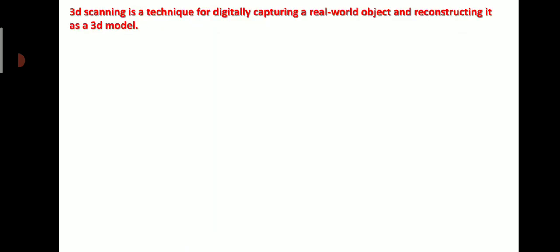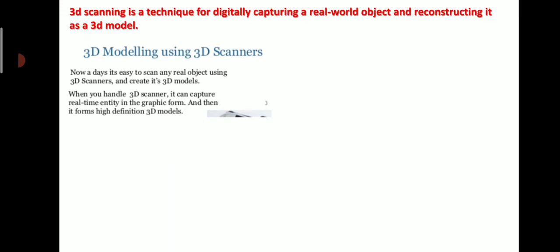What is 3D scanning? 3D scanning is a technique for digitally capturing a real object and reconstructing it as a 3D model. So 3D scanning is used in 3D printing or additive manufacturing or rapid prototyping. Nowadays, it is easy to scan any real object using 3D scanners and create its 3D model. When you handle a 3D scanner, it can capture a real-time entity in graphic form, and then it forms high-definition 3D models.